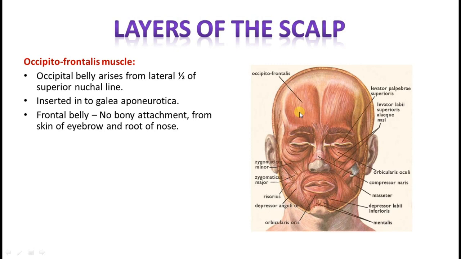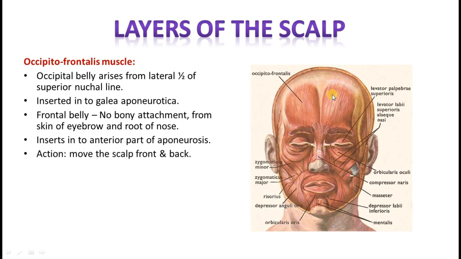There is no bony attachment for the frontal belly, and posteriorly it is inserted into the anterior part of the galea aponeurotica. When this belly contracts from above, it will produce transverse wrinkles of the forehead. And when both the bellies act together, what happens? They move the scalp to the front and back. You can see the skin of the scalp sliding forwards and backwards. That is the action of the occipitofrontalis muscle.